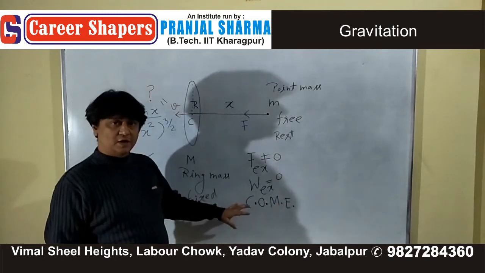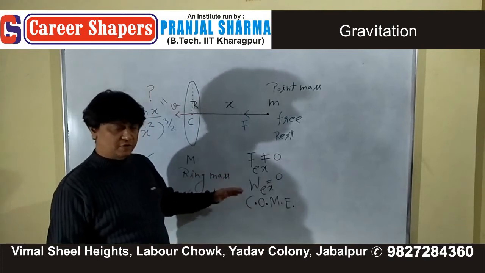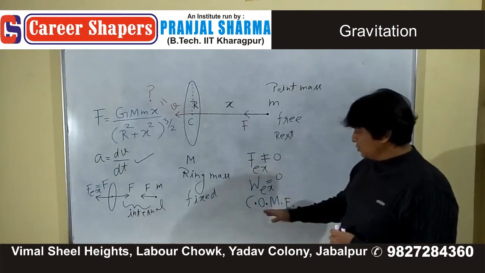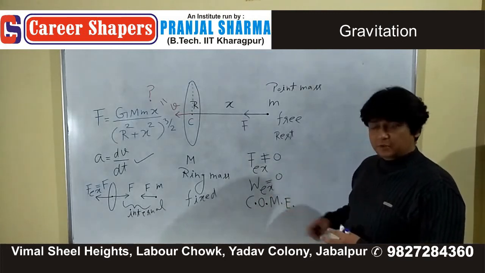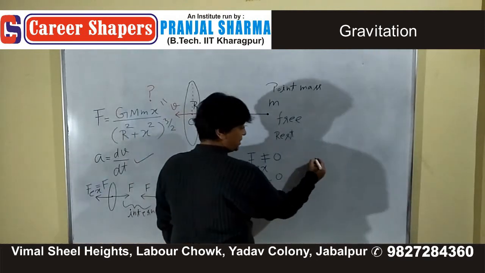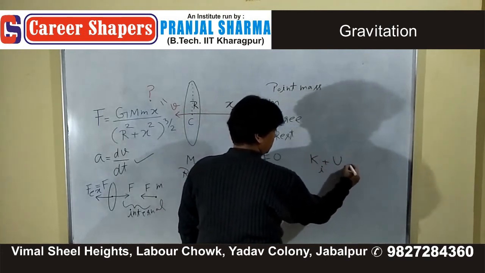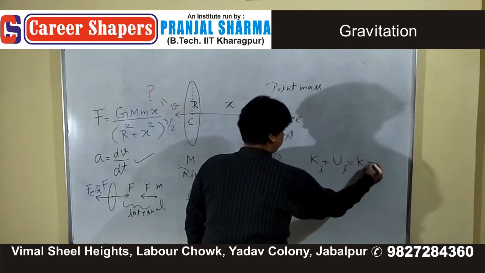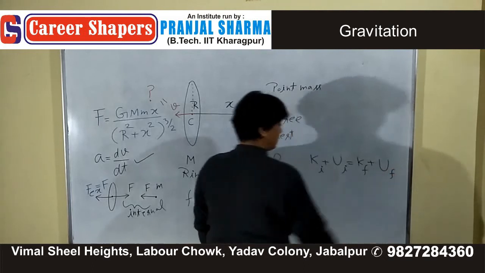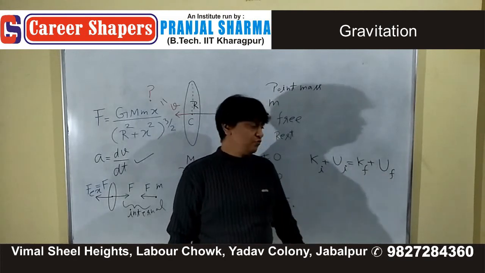Now, you can pause the video at this point. If you could not solve it, that's the hint. Take the hint, try to answer this question. Now, when we go for COME, we'll be using kinetic energy and potential energy. So we'll write kinetic energy initial, potential energy initial, kinetic energy final, and potential energy final. This is gravitational potential energy initial, gravitational potential energy final.